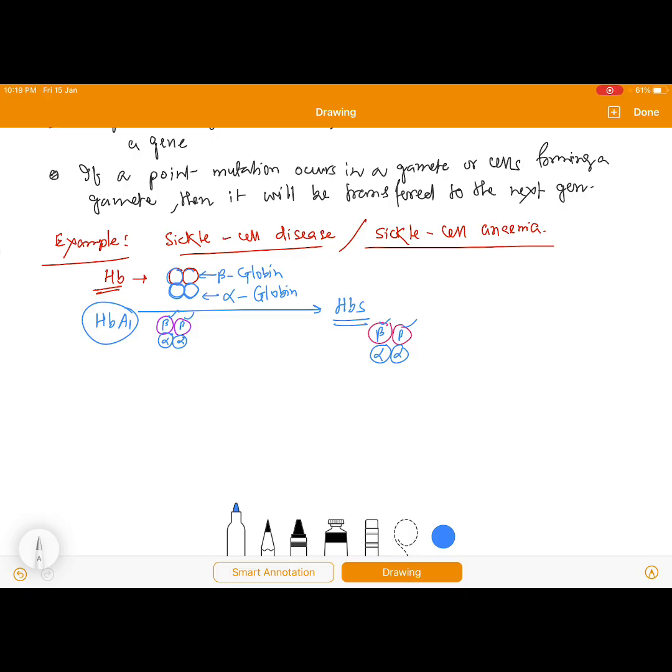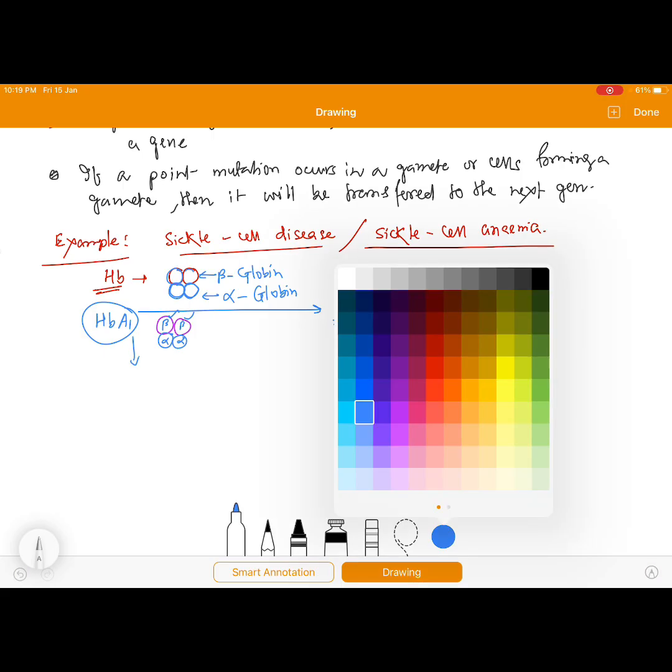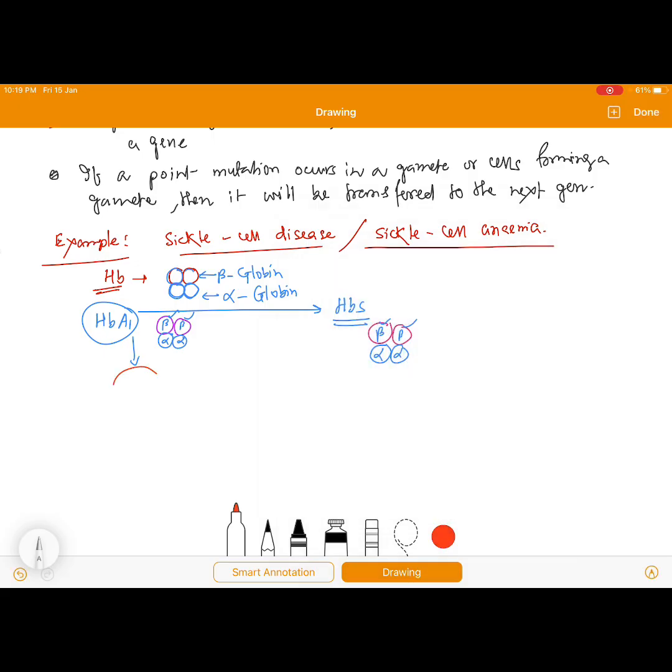That means a single nucleotide is changed in the gene that is encoding the beta globin, and because of that the entire beta globin is changed, and because of the change in beta globin the entire hemoglobin is changed, its entire quaternary structure is changed. Because of this change in quaternary structure, this hemoglobin is going to form the RBC, which is quite spherical in shape like this. That is the normal shape of RBC.